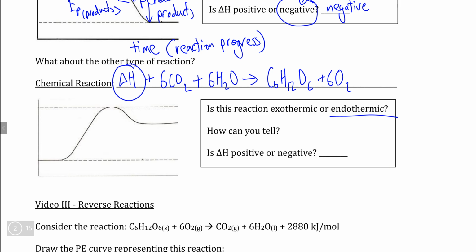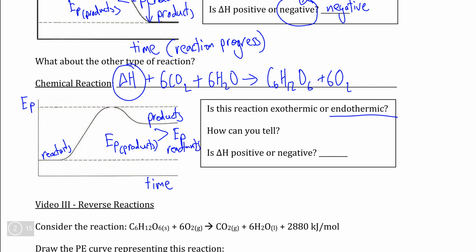So if we, again, label our potential energy curve with all of the relevant variables, so potential energy on the y-axis and then time on the x-axis here, we can see that our graph is basically the mirror image of the exothermic graph, because if our reactants are here and our products are here, if we compare their potential energy, the potential energy of the products this time is actually greater than the potential energy of our reactants.